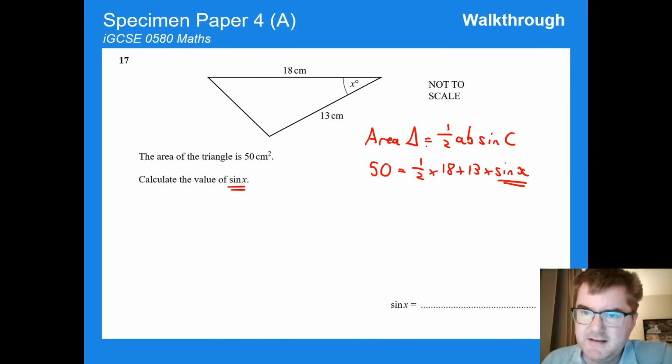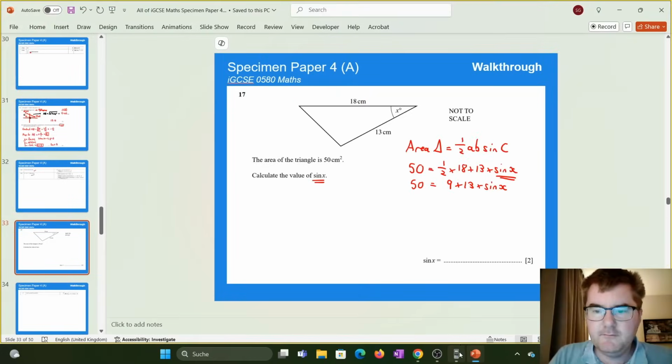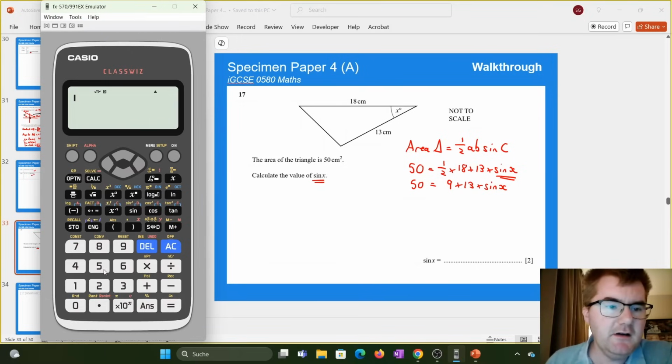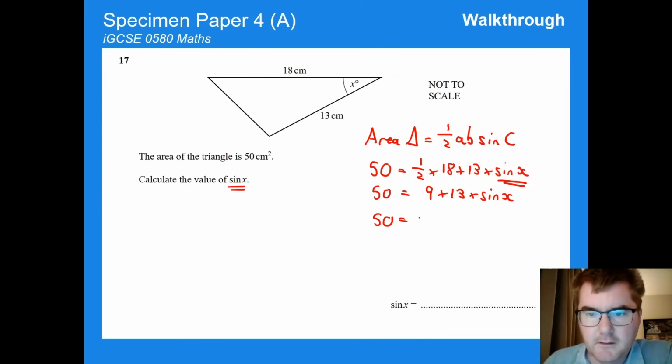So can we simplify this? Well, half of 18 is 9. So we can simplify that down. And at this point, we can just use the calculator. So I've got 13 times 9. 13 times 9, that's 117. So sine x here is just going to be equal to 50 divided by 117.